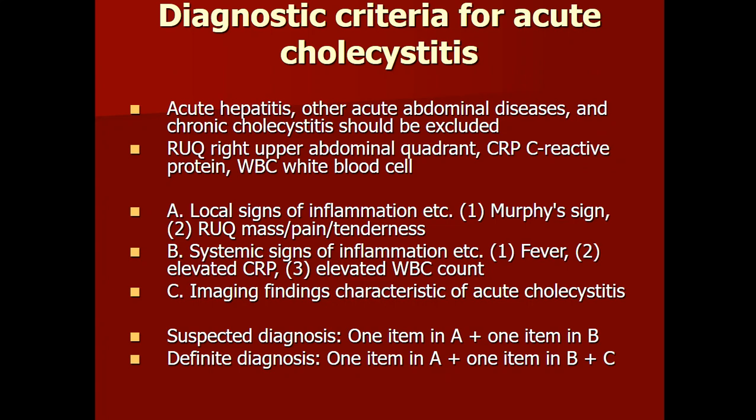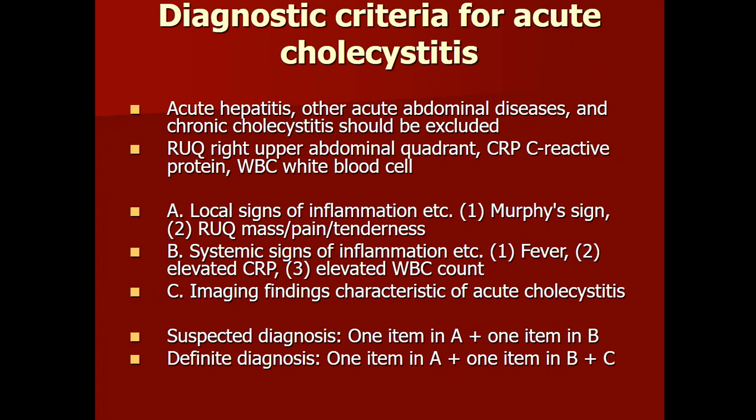So, diagnostic criteria for acute cholecystitis. A diagnosis of acute cholecystitis is made as follows according to diagnostic criteria. When acute cholecystitis is suspected from clinical signs and results of blood tests, a definite diagnosis is made after it has been confirmed by diagnostic imaging. Acute hepatitis, other acute abdominal diseases, and chronic cholecystitis should be excluded.